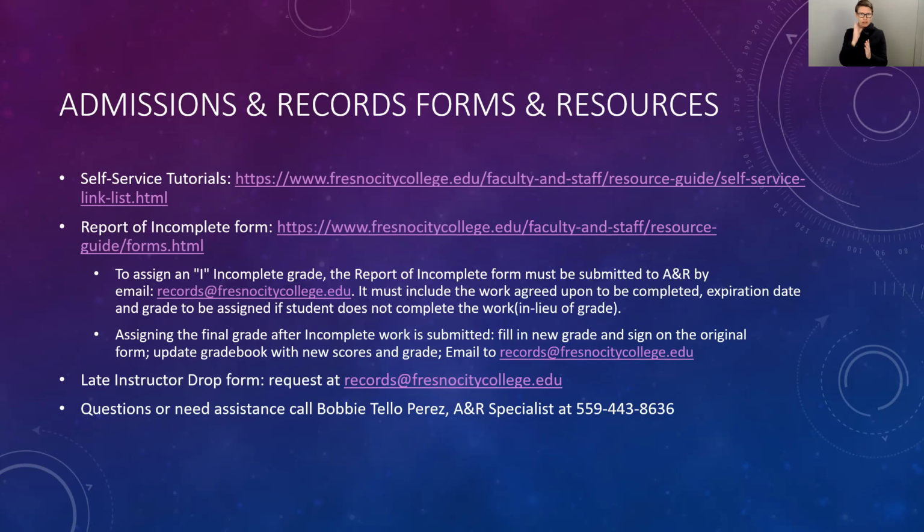It must include the work agreed upon by you and the student, the expiration date that you're giving the student to complete their work, and the grade to be assigned if the student does not complete their work. It's called the in lieu of grade. Now, assigning on your grade book, one thing I forgot to mention, if you're giving an incomplete, their final grade should be an I on your grade book the initial time that you're giving it to the student. But once it's done, assigning the final grade after incomplete work is submitted: on the original form, you're going to fill in the new grade and sign it if it's not been signed, and then update your grade book with new scores and grades, and then email them to records.